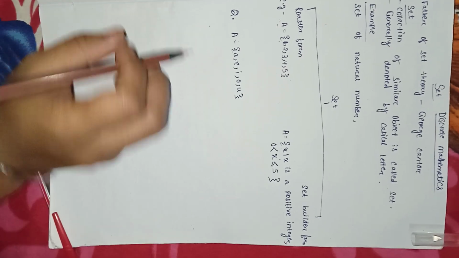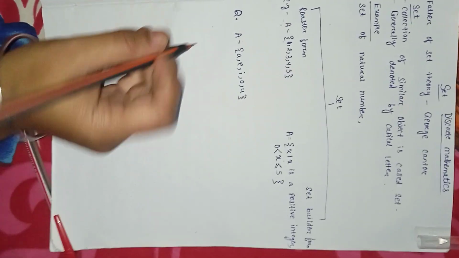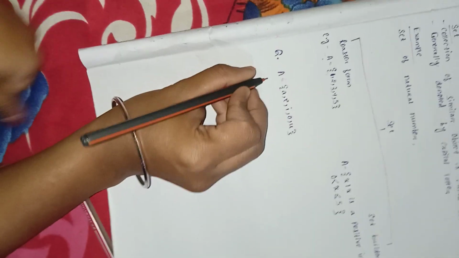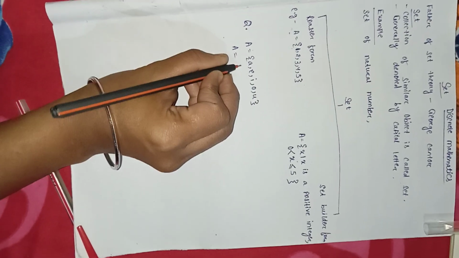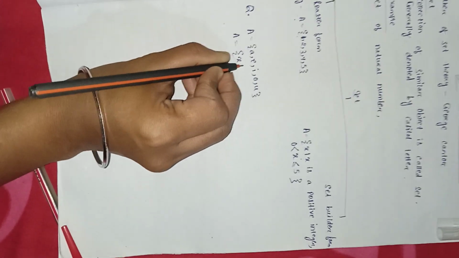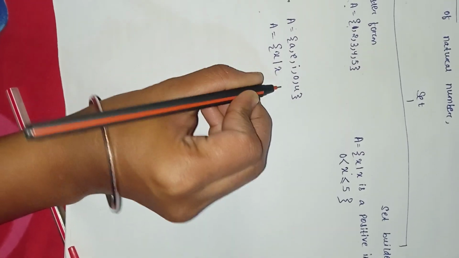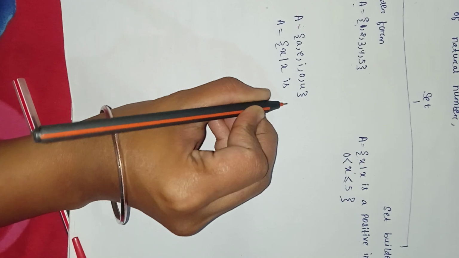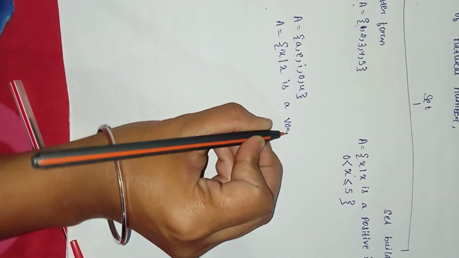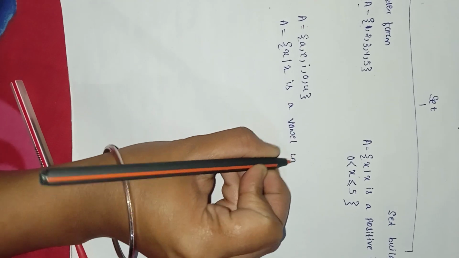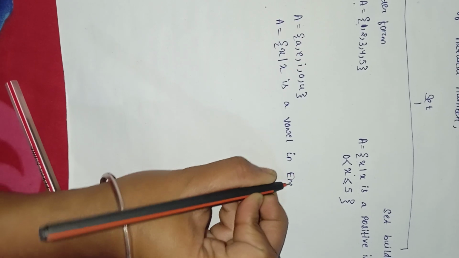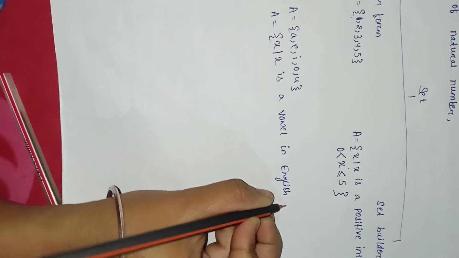Can I write it in set builder form? Yes. How can I write it? A is equal to {x such that x is a vowel in the English alphabet}.